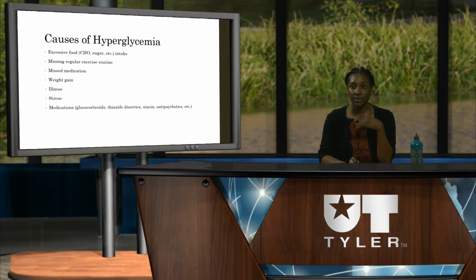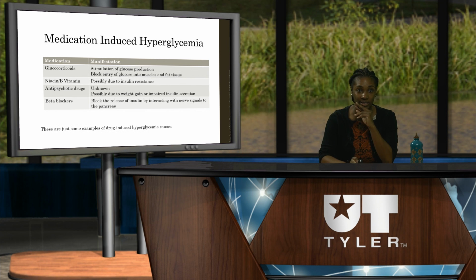Causes of hyperglycemia: eating too much food, obviously, not exercising, or if you used to exercise but you stopped, not taking your insulin, you gained weight, illness, stress, or medications like steroids, thiazide diuretics, niacin, and some of our antipsychotics can cause our blood sugars to spike. And we'll go over a case like that in class.